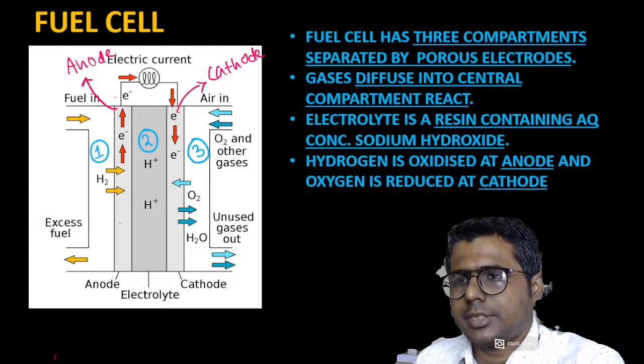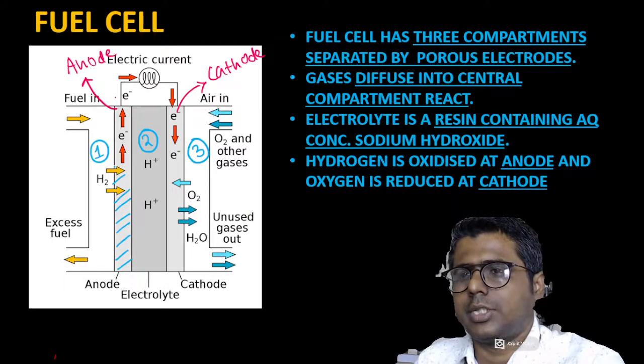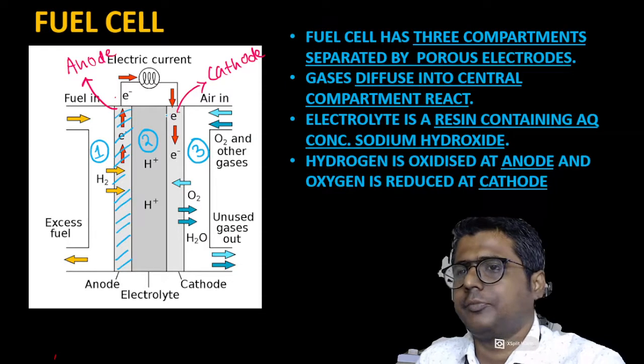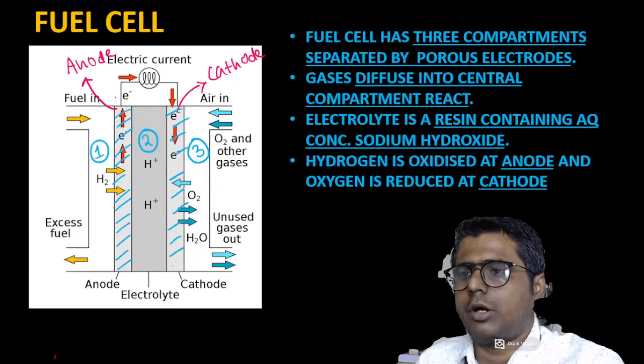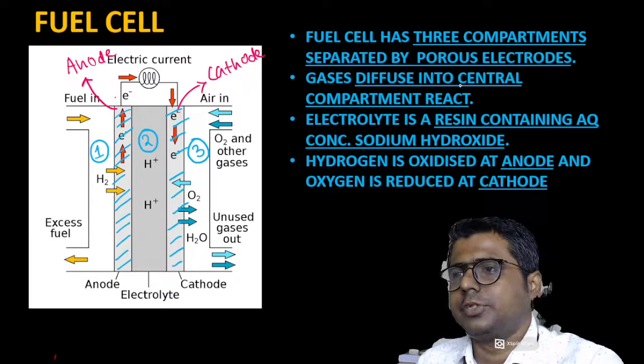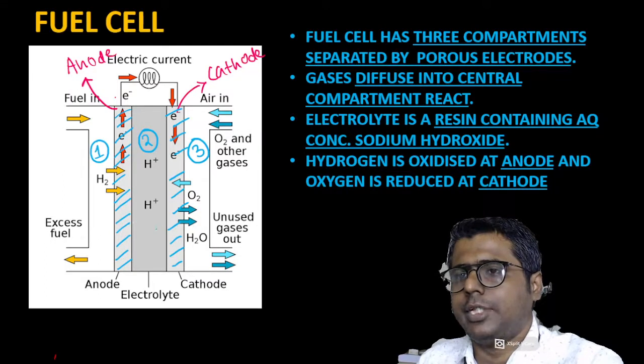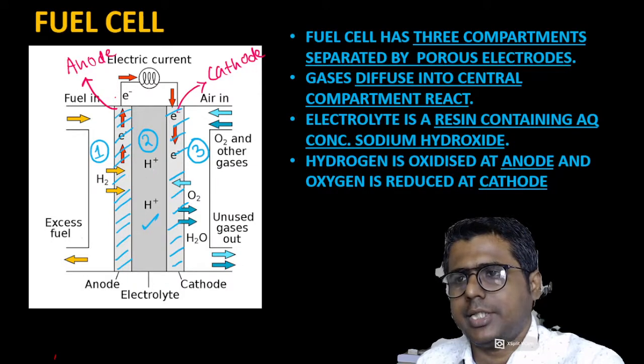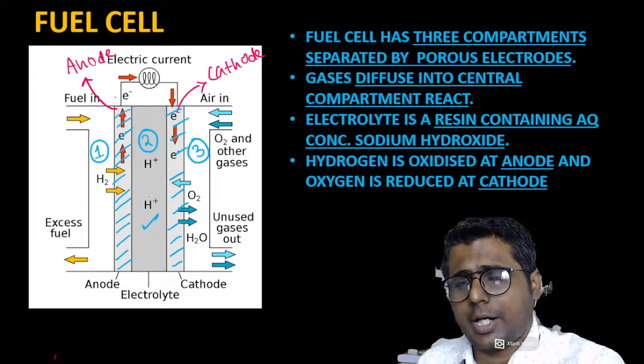After this, these are the two porous electrodes, which allow the flow of molecules of gases through them. So gases diffuse into the central compartment over here and they react. Before that, hydrogen, while entering the porous electrode on the left hand side, loses the electron and enters as H plus in the central compartment.